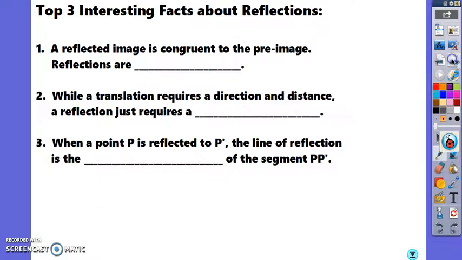All right. Top 3 interesting facts about reflections. If you could turn your little note sheet over, we're going to write these down. A reflected image is congruent to the pre-image. Reflections are isometries. A translation requires a direction and a distance, like a vector, right? A slide vector. A reflection, we don't need a direction and a distance, we just need a fold line. If you would write the word line right there.